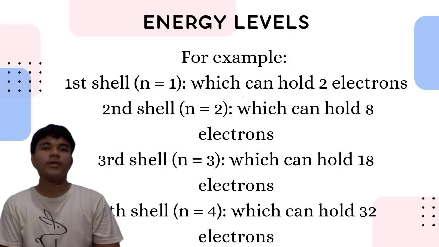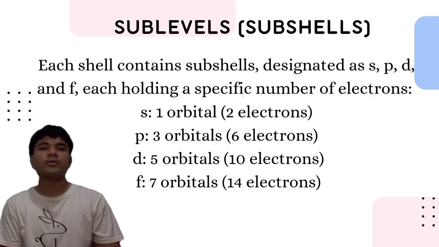For example, the first shell, n equals 1, can hold 2 electrons. The second shell, n equals 2, can hold 8 electrons. The third shell, n equals 3, can hold 18 electrons. And lastly, the fourth shell, n equals 4, can hold 32 electrons.